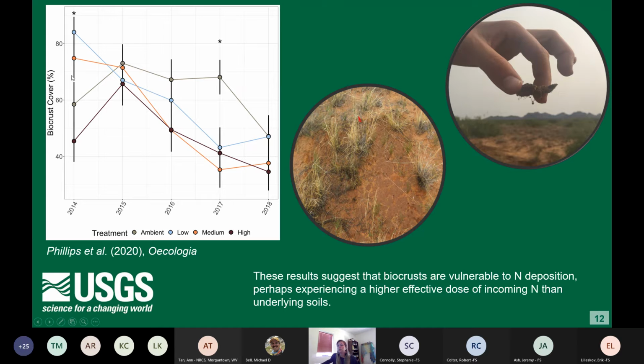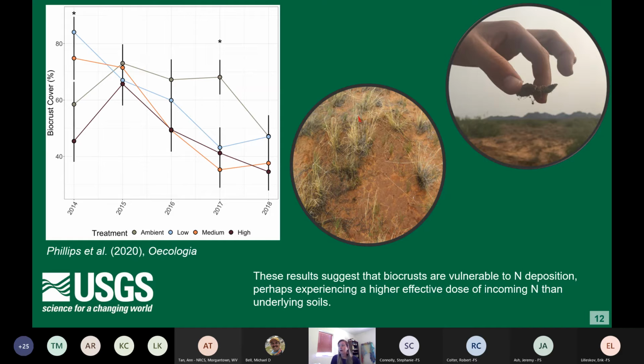And so what you see here in the figure is that we did see some differences in biocrust cover between treatments in 2014 and 2017, which interestingly were actually the years that we had the largest amount or the littlest amount of snowfall. I wasn't able to analyze that quantitatively, but I feel like there's more interesting things happening with snow. But these results suggest that biocrusts are vulnerable to nitrogen deposition, and something I've been thinking about is that they're perhaps experiencing a higher effective dose of nitrogen than the underlying soils, and maybe intercepting it and moderating what gets into the mineral soil.